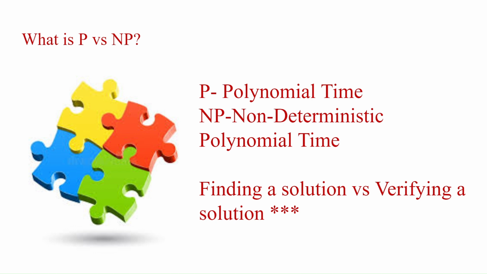Now imagine that someone gives you a completed puzzle. You can check if it's correct in no time. NP, non-deterministic polynomial time problems, are those where if someone gives you a solution, you can verify it quickly. But finding that solution in the first place might be super hard, like scrambling around looking for where each puzzle piece goes.